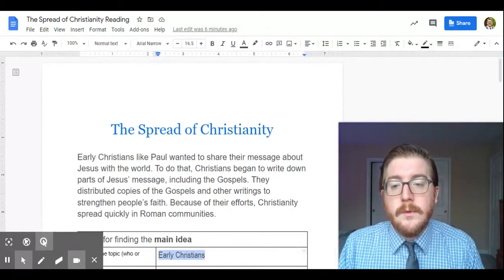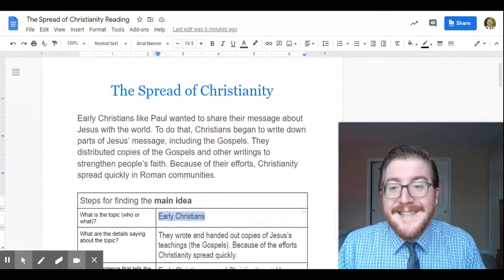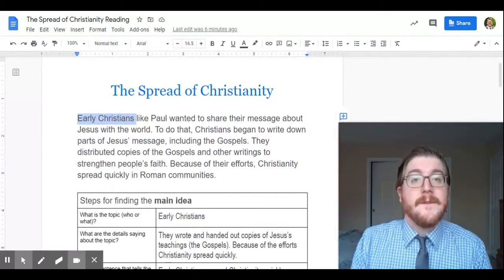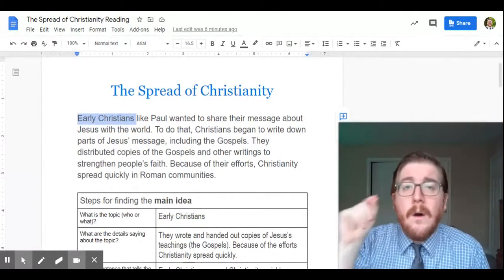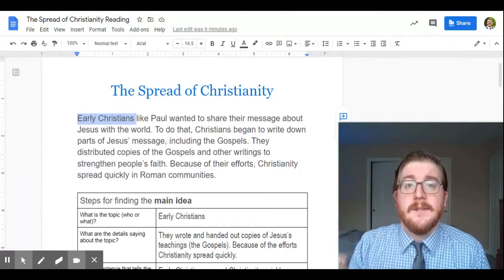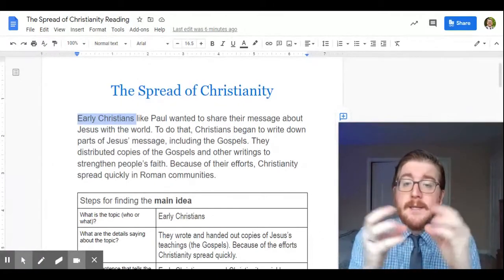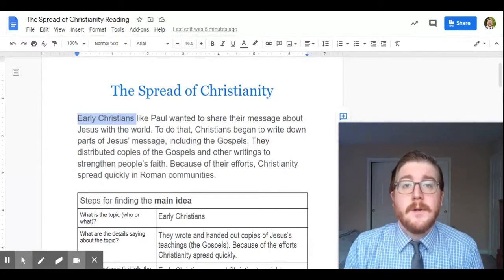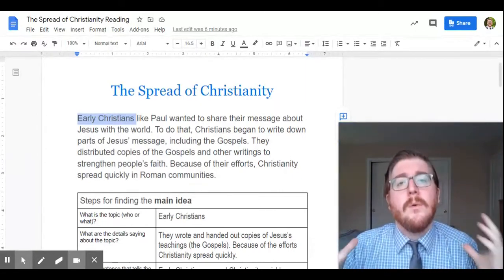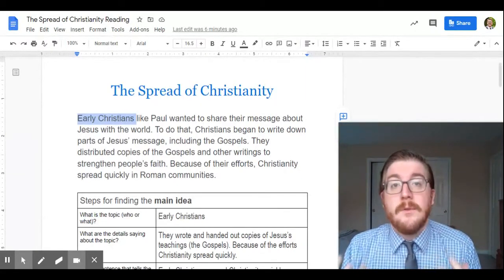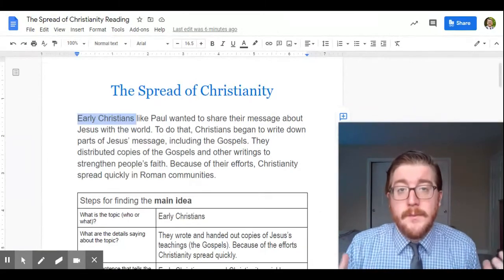Sometimes, who or what's the topic? Who or what? Yes, this did come from the first sentence, but it is not always going to come from the first or last sentence. Sometimes the main topic is hidden inside the middle or other parts of the paragraph. So you really need to read the whole thing. But we know that after looking at this, the topic is early Christians.